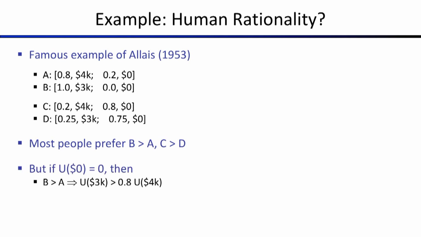But look at this. If the utility of $0 is 0, let's say, because we can always shift and scale utilities, then preferring B over A means that the utility of 3K is better than 0.8 times the utility of 4K. Preferring C over D means that 0.8 times the utility of 4K is better than the utility of 3K. That's scaling this by a factor of 4, what you have here. So we have conflicting findings. If you did prefer B over A and C over D, you actually are in conflict with your utilities being consistent, at least seemingly so.